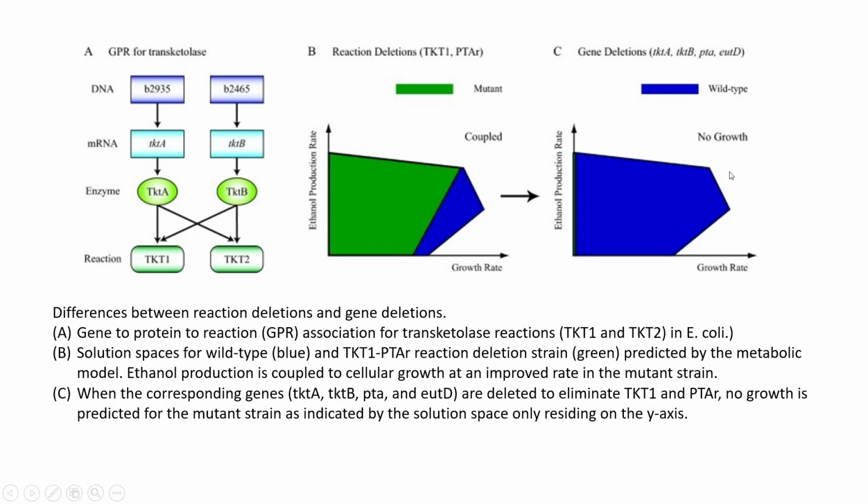As you can see, the blue one is showing your wild type solution space, but your mutant solution space is shown by this line, which is basically parallel to the y-axis. If you can see, there's a bold line here. So basically, your solution space is only deciding on the y-axis. So basically, you have no growth. So if you delete certain reactions, you can still get a growth of the mutant. Your model may still predict growth of the mutant, but when you delete these genes that are associated with the reaction, your model is predicting no growth.